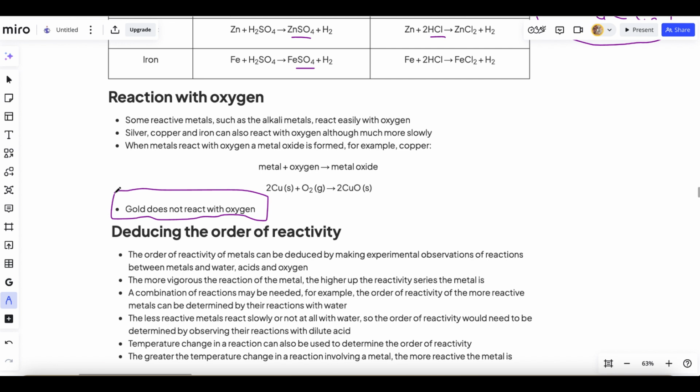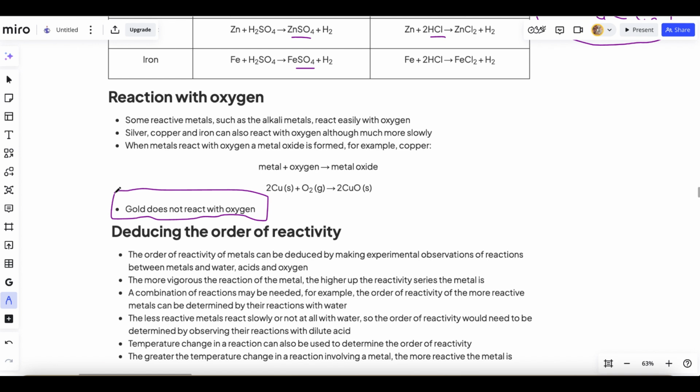Okay, we move on to the next one. Then this is the order of reactivity, so that we can wrap up quickly. Now, the order of reactivity of metals can be deduced by making experimental observations of reactions between the metals and water, acid, and oxygen, every one of these characterizations I've mentioned. So the ones that can react with all of them very strongly are the most reactive. The one that can react with cold water, steam, acid, and oxygen, all four, very vigorously, violently, strongly, rapidly.